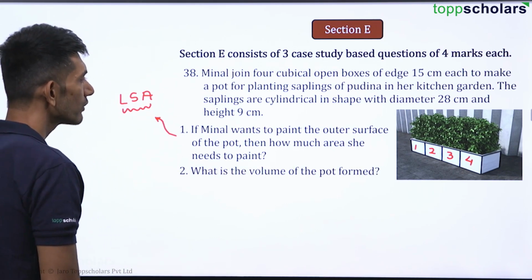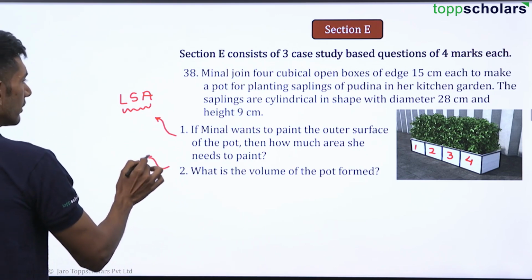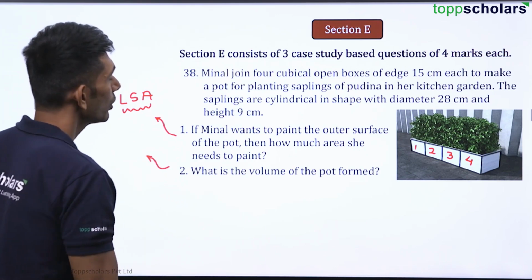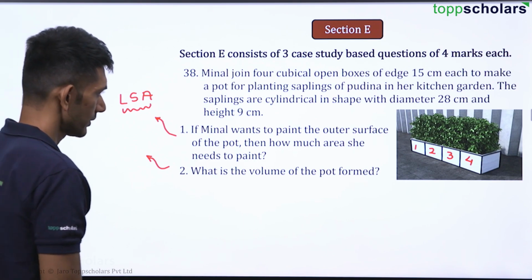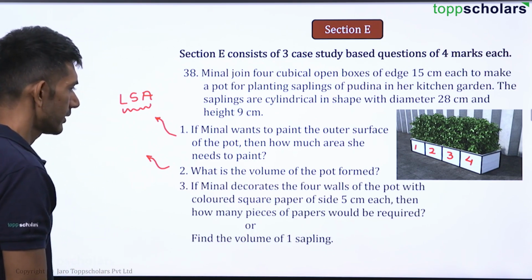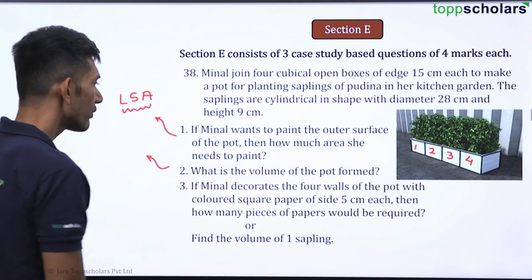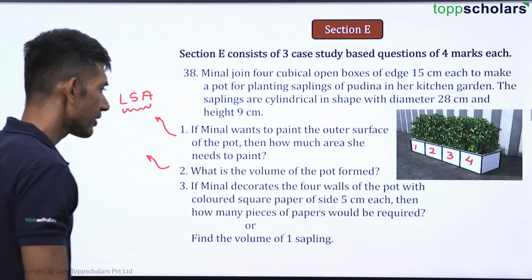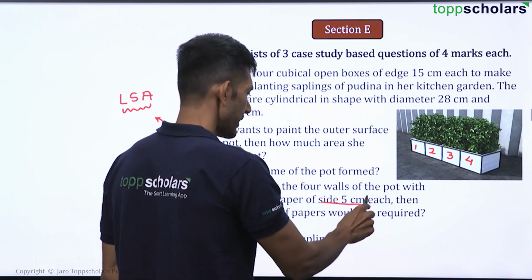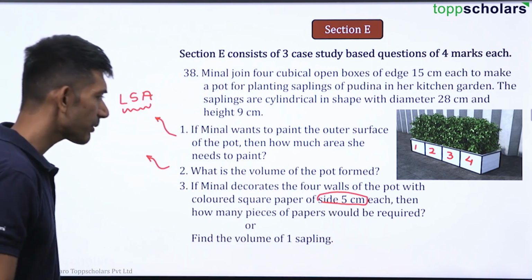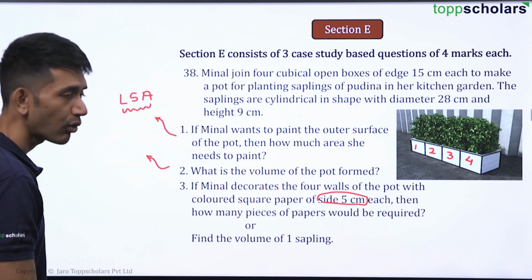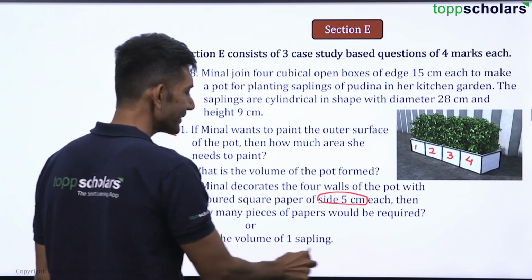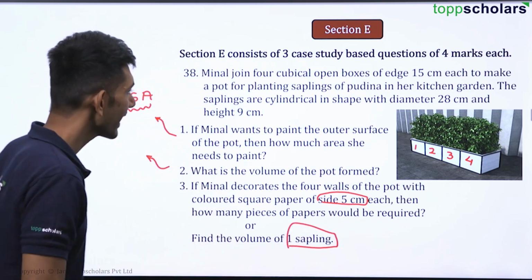What is the volume of the pot? This is simple. We're supposed to find out the volume of the pot. And then if Minal decorates the 4 walls of the pot with colored square papers of side 5 cm each, then how many pieces of paper would be required? Or find out the volume of one sapling. So let's focus on one thing at a time.